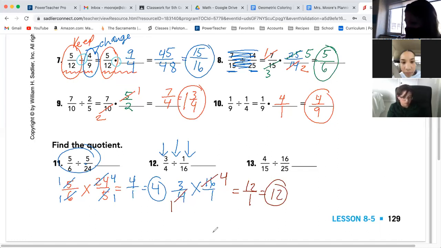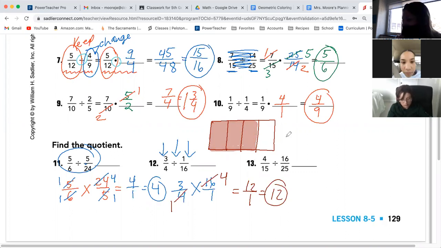Okay, so just as a preview of tomorrow, let me show you what this one would look like as a model drawn. You can draw 3/4, right? This is 3/4. How would I divide 3/4 into sections that were valued at 16ths? So right now they're just in fourths. How could I change them to be 16ths, Isaac? How could I change them?